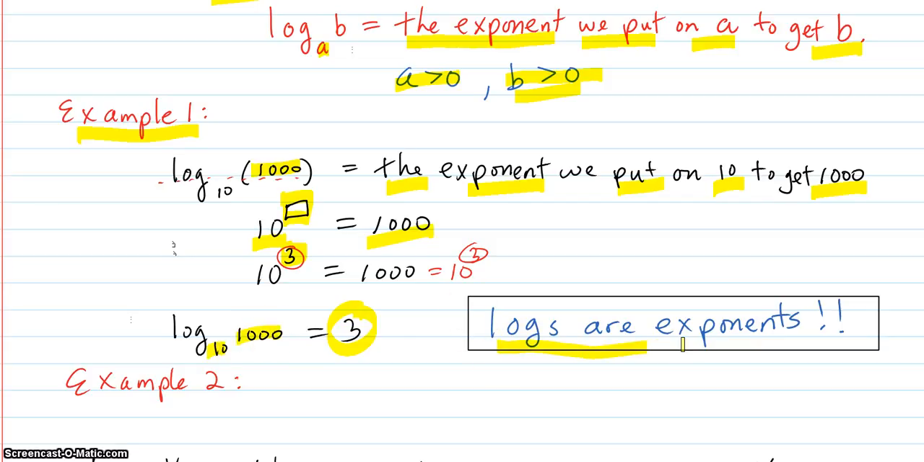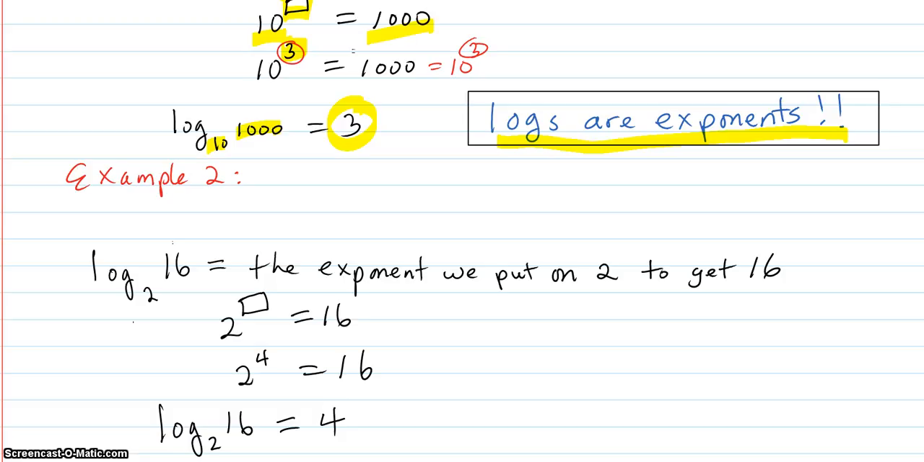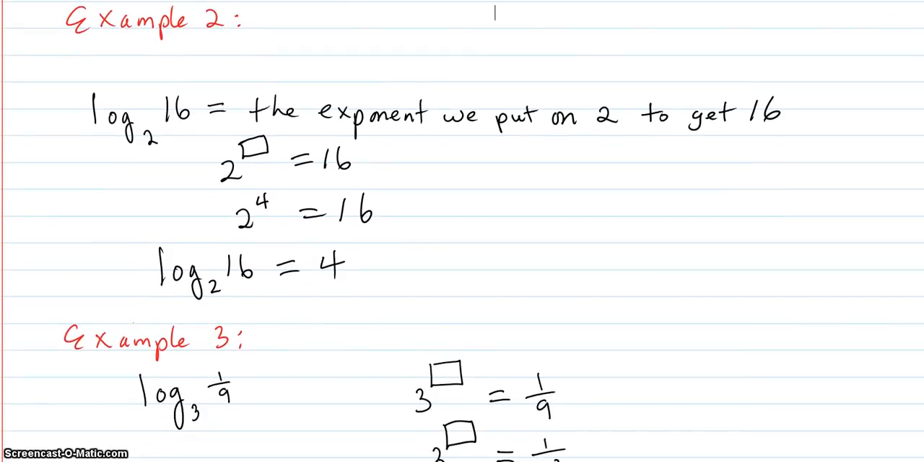So logs are exponents, and they're going to follow all the exponent rules too because of that, which we'll get into later. Example 2. You can have all kinds of different bases. Log base 2 of 16. The exponent we put on 2 to get 16. What do you put on the base 2 to get 16? 2 to the fourth is 16. So log base 2 of 16 is 4. The exponent you put on the 2 to get 16 is 4.